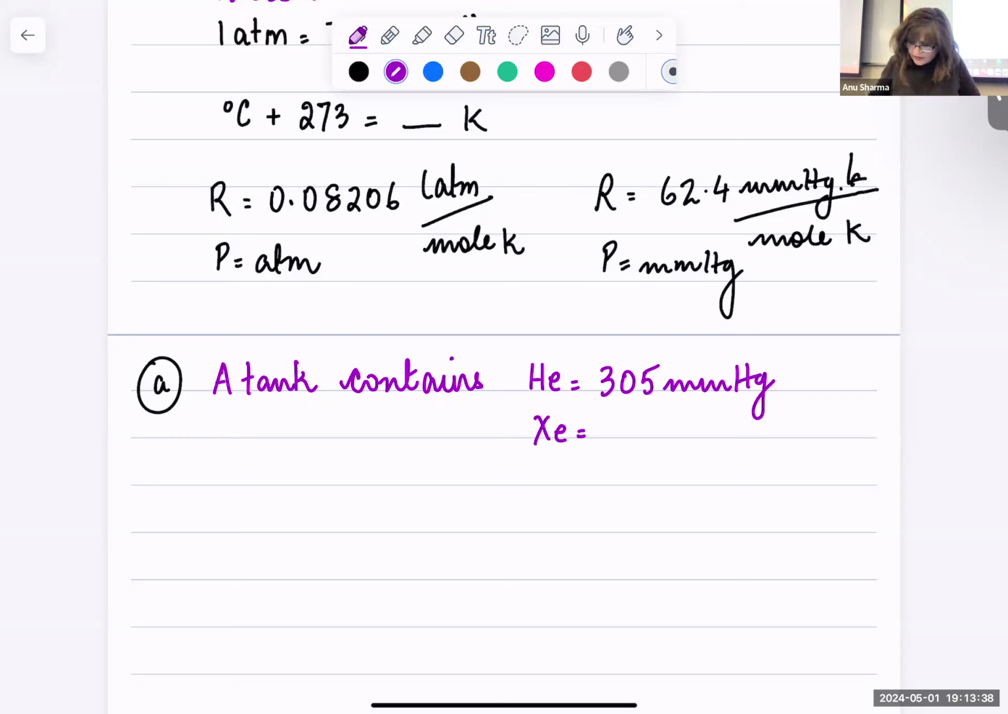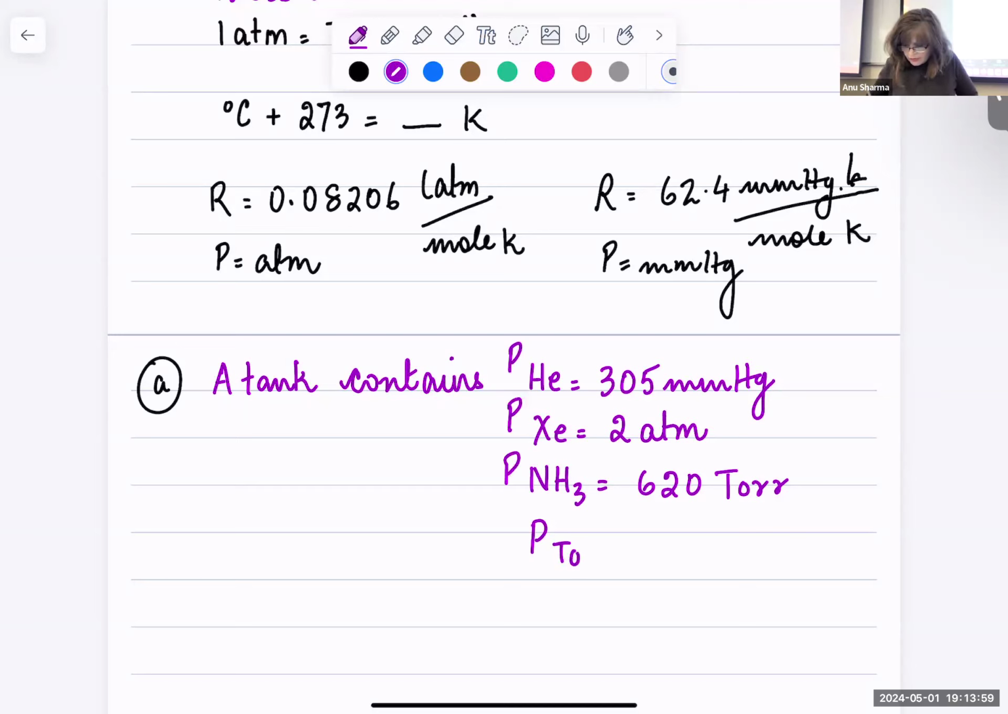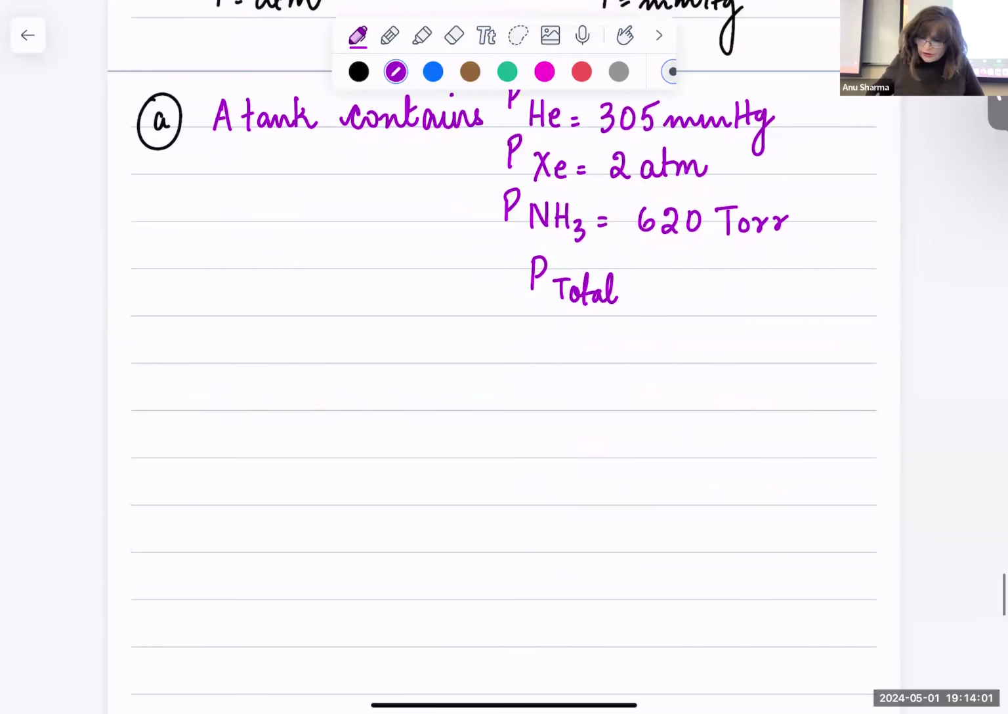Xenon is 2 atm. Okay, and ammonia is 620 torr. So find the total pressure. These are the pressures of helium, xenon, and ammonia. You are always going to write the formula. So P total is equal to pressure of xenon plus pressure of helium plus the pressure of ammonia.